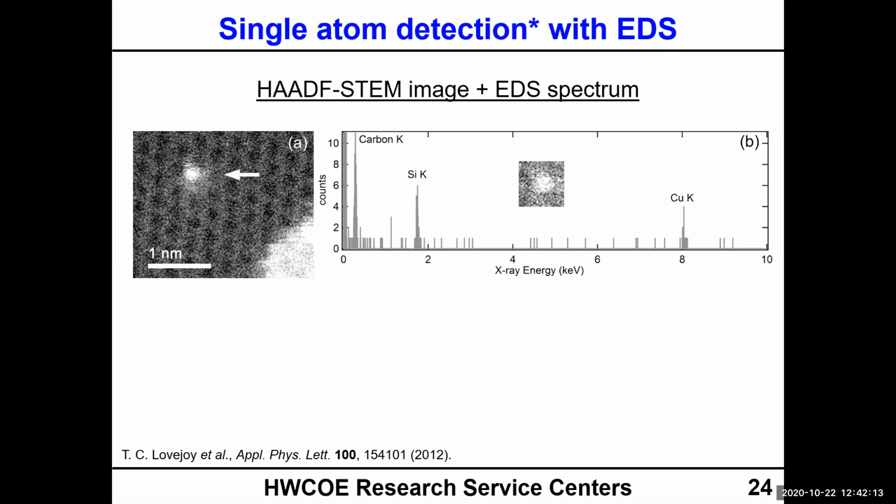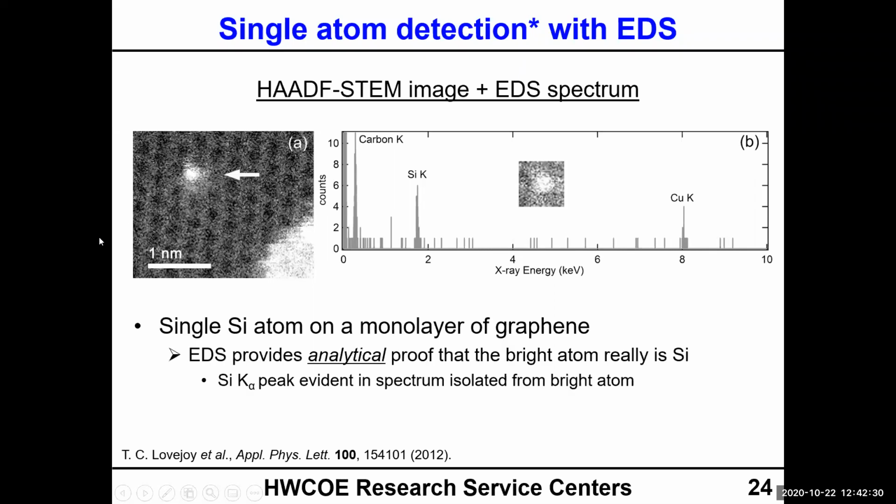So the image you're seeing here, this bright spot here is a single atom, and it's on a monolayer of graphene. Well, the question, of course, is what's the atom? By mapping the signal across here, you can analytically figure out what this atom is. And you find out this is actually a silicon atom, and you have analytical proof. So what they did was they added up all the spectra around this atom, and they see a silicon peak here. So they said that's got to be a silicon atom. This copper, that's from the grid, just FYI. The carbon, obviously, that's from the underlying monolayer of graphene.